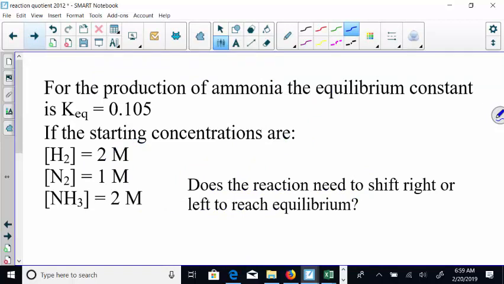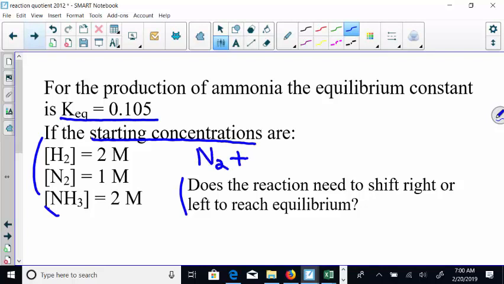If we deal with the production of ammonia, in this case now notice we are given the equilibrium constant, so we're not asked to find it. But the difference is what we are given. We are actually given starting concentrations of the reactants and products. So ultimately what we want to know is which direction does the reaction need to shift from those starting concentrations to actually reach equilibrium. So we are going to need to write the formula for the production of ammonia, which you should be able to do.